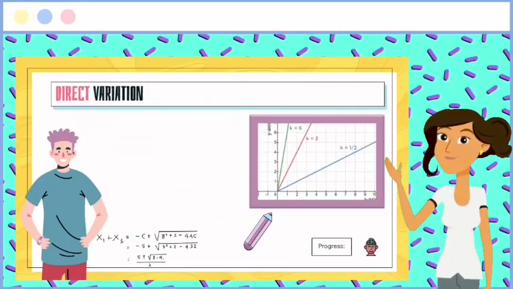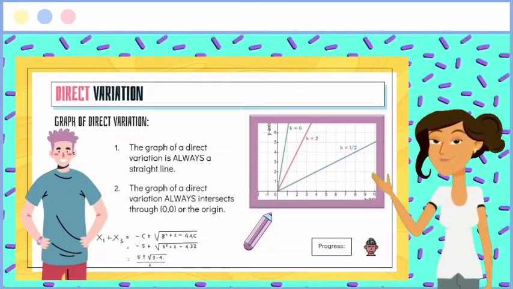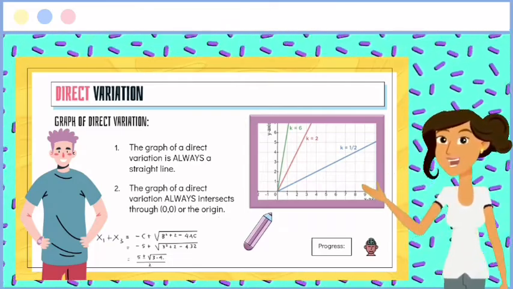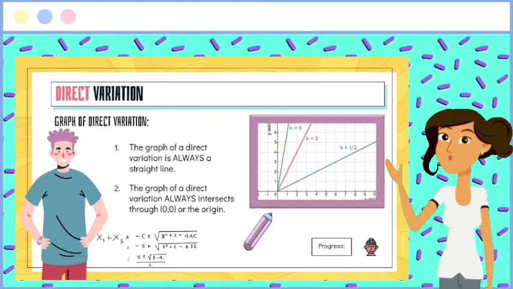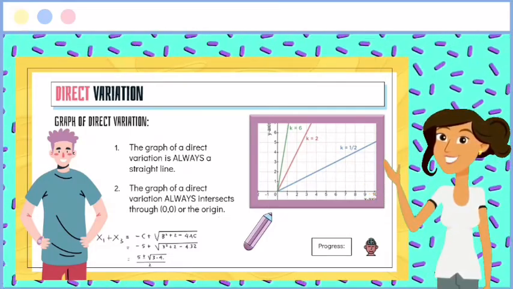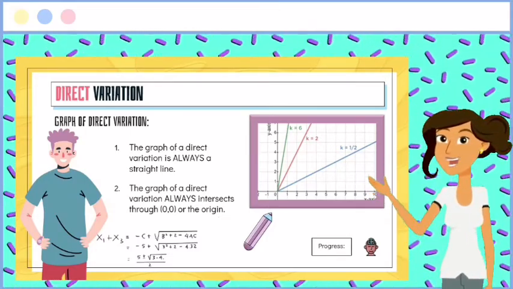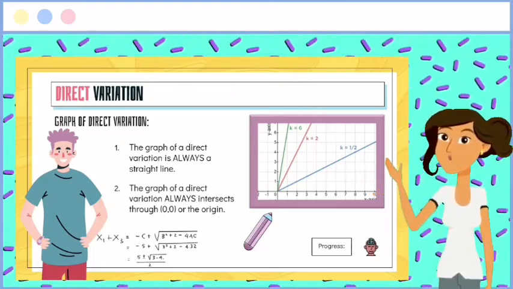The next one is the graph of direct variation. The graph of a direct variation is always a straight line. And the graph of a direct variation always intersects with the origin or the 0, 0.